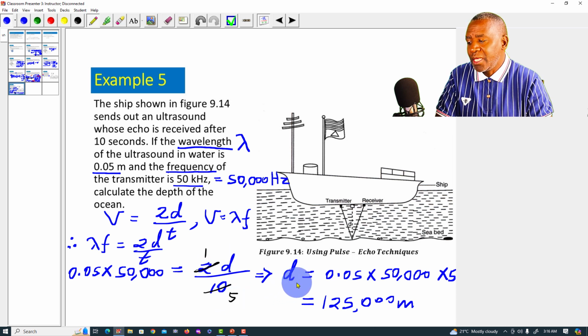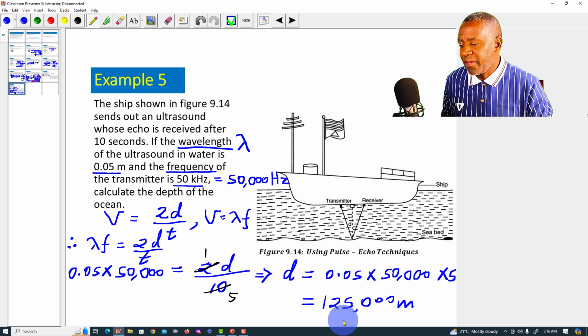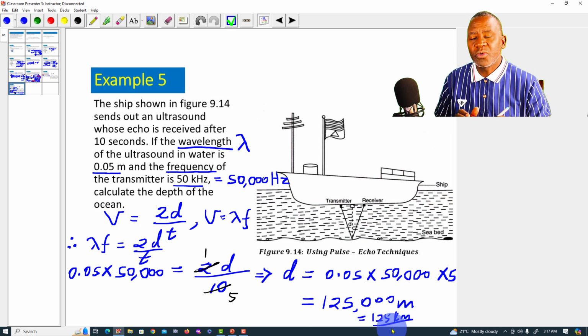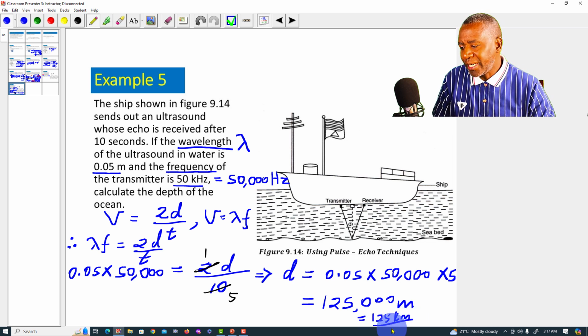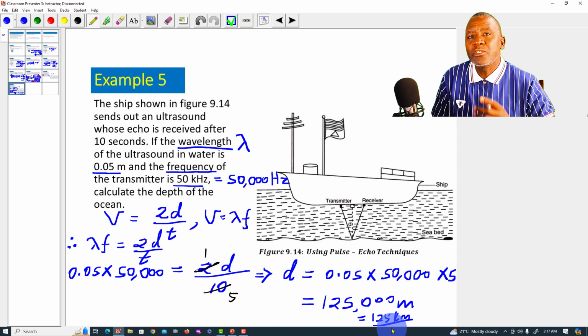We find that D is given as 125,000, and that will be 125 kilometers. According to that question, this appears to be a very deep part of the sea, or a very deep part of the ocean, all right? But that is not the point.